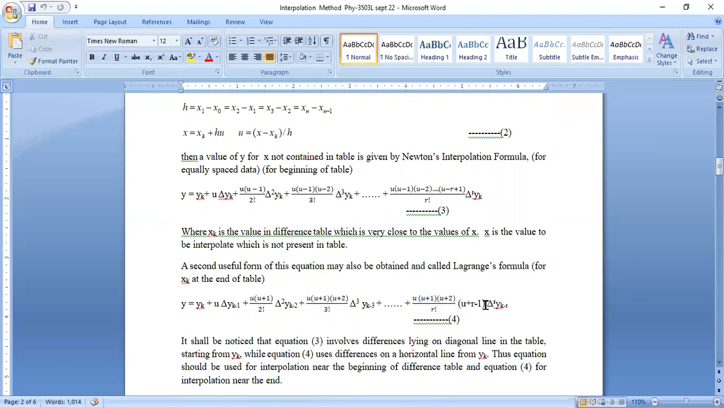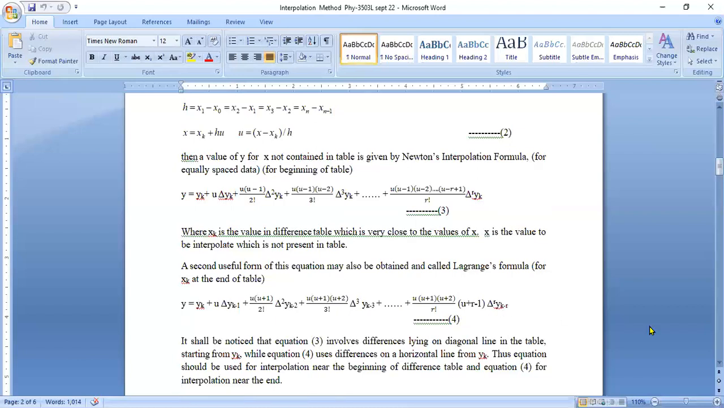You have to remember this formula. These formulas are important, and I request you to remember them. In examination, sometimes your examiner may not give you the forward or backward interpolation formula, so you have to remember these formulas. So remember formula number 3 and formula number 4 to interpolate a given value of x.